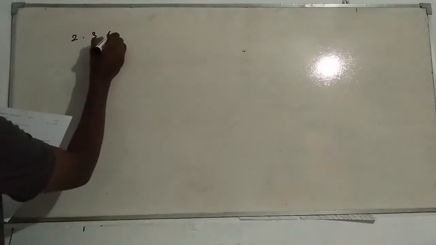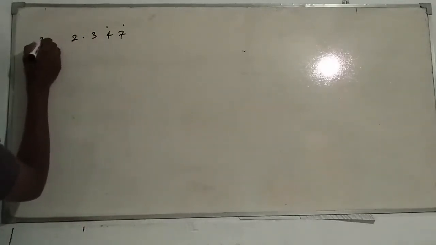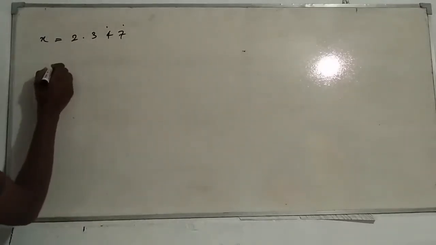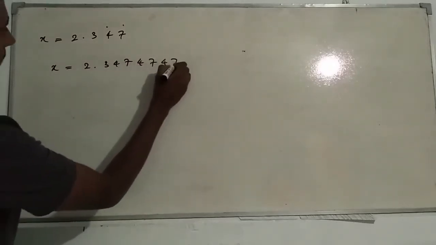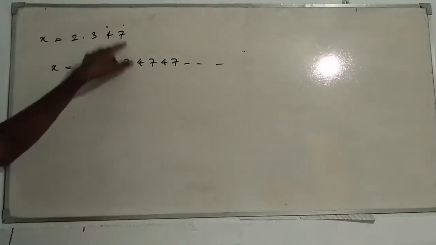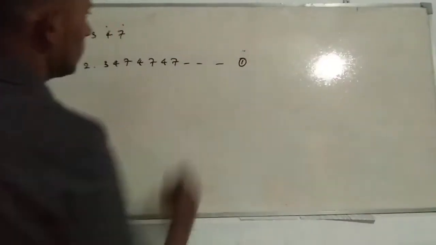Okay, now let's take the next question. In that question, 2.347 recurring, with the 4 and 7 recurring. This is also a recurring decimal number. Now you have to convert this into a fraction. Let's take it like the first one. Just take this decimal number as x. We can rewrite this decimal number like that: x equals 2.3474747, where 4 and 7 are recurring like that forever, right? This is the first equation, right?